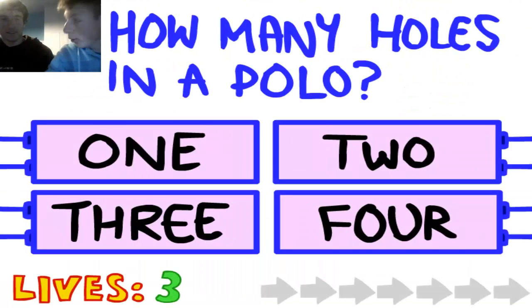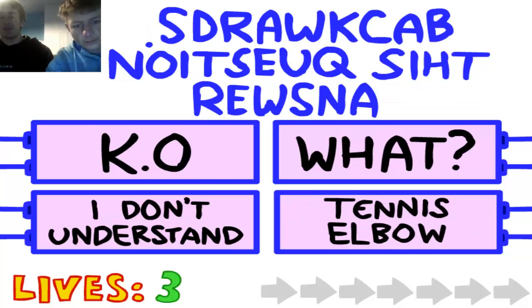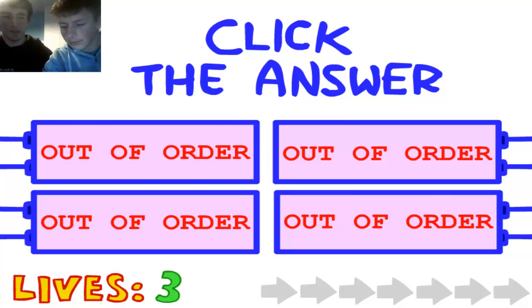How many holes in a polo, Angus? We did this one before, don't lie. Four. Okay. Can a match box? No, a match can't box, but a tin can. I get it. So draw a cab. Not a crush. So hitch. What's with now, Angus? Stop. Answer this question backwards. Okay. Click the answer. What is it?